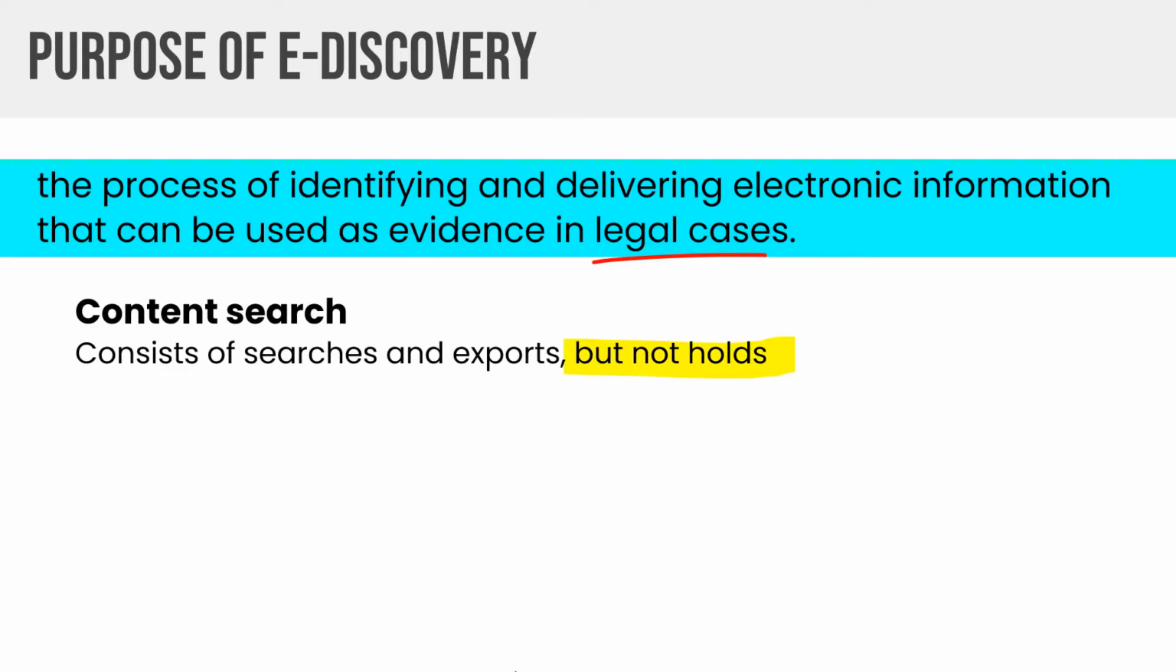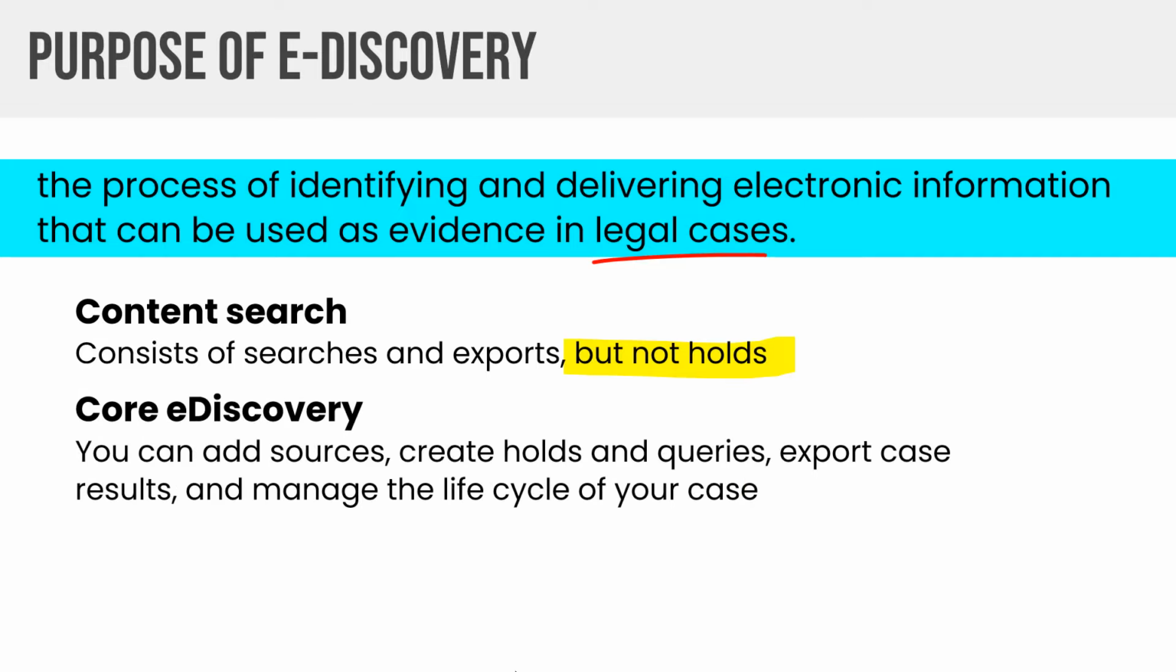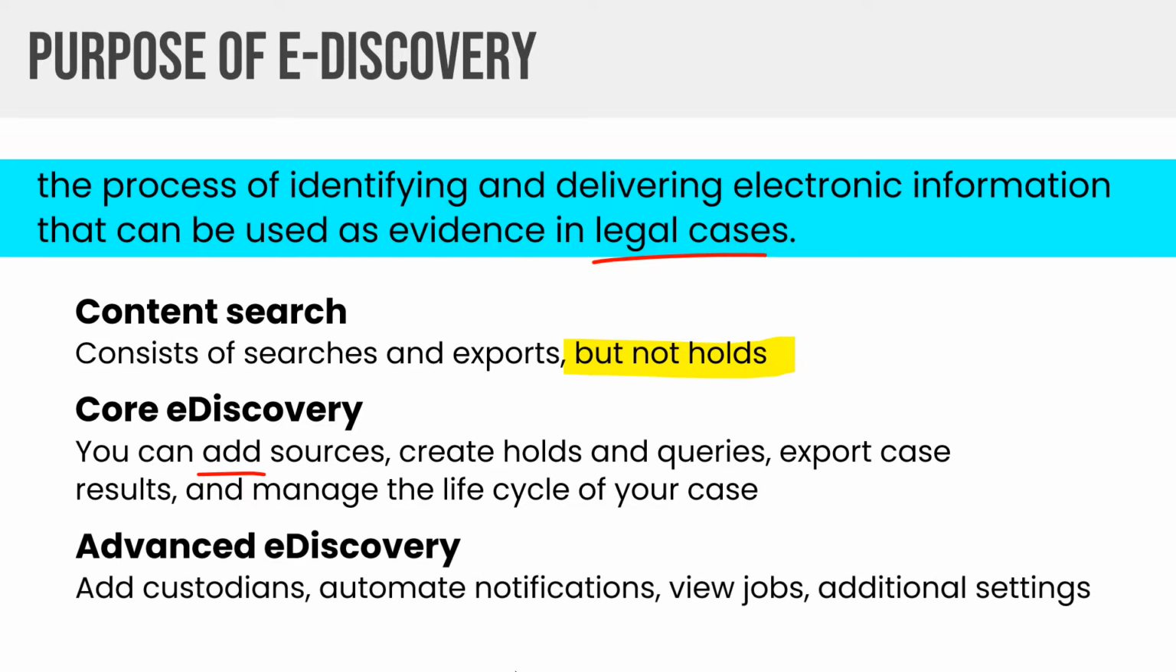So we have a content search, which consists of searches and exports, but not holds. So the content search feature in Microsoft 365 in e-discovery doesn't allow us to create those holds. Now, core e-discovery, you can add sources and create holds and queries. You can export case results and manage the life cycle of the case. And then advanced e-discovery adds data custodians, allows us to automate notifications, view jobs, and additional settings.